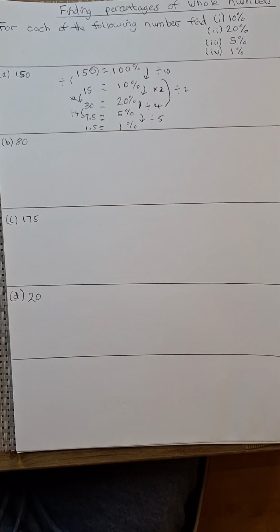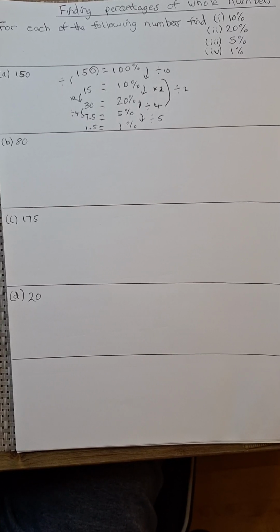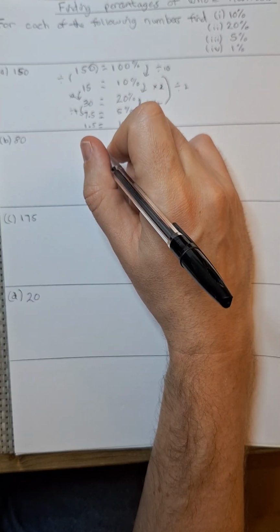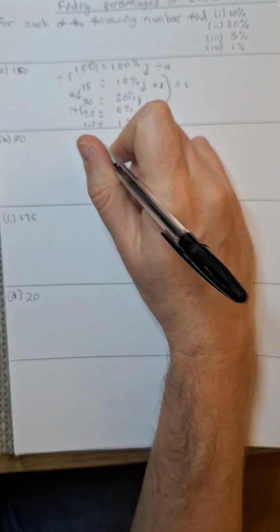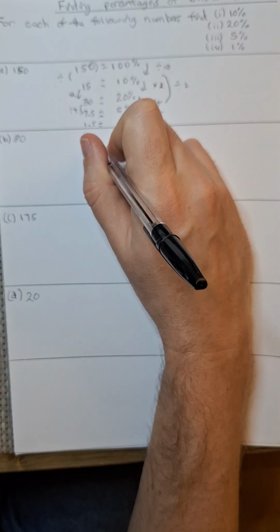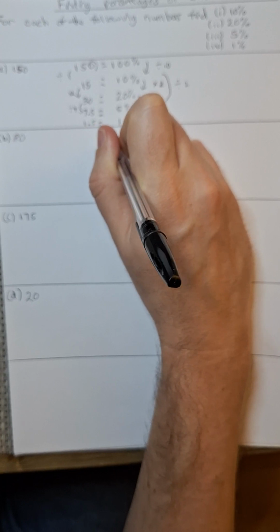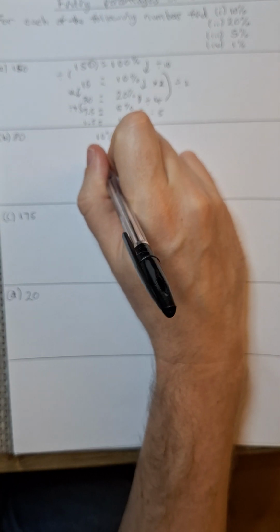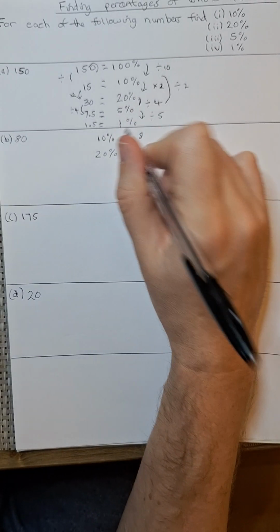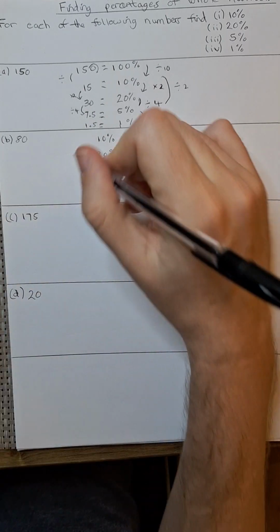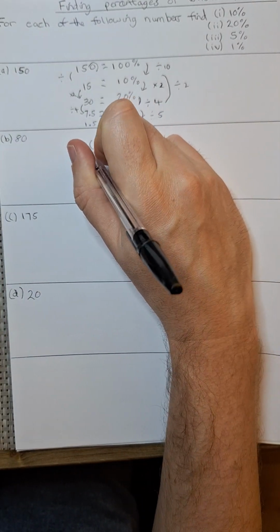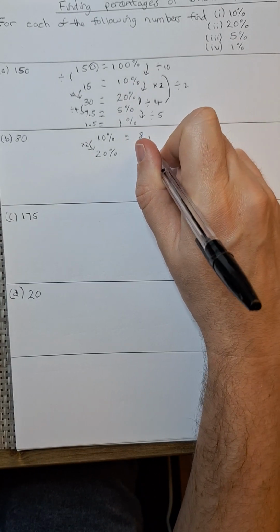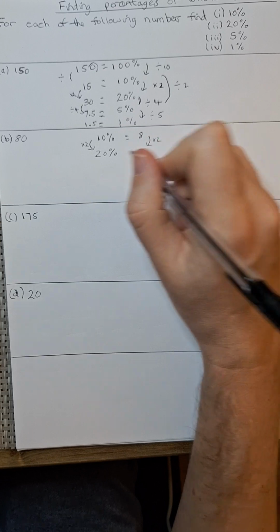So next question, 80. To divide by 10 to get 10%, 80 divided by 10 equals 8. So 10% equals 8. To get 20%, we can use our 10% as our base. And to get from 10% to 20%, we times by 2. And 8 times 2 equals 16.